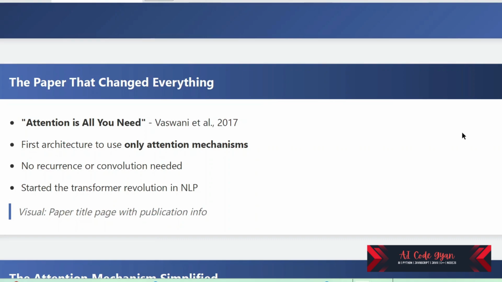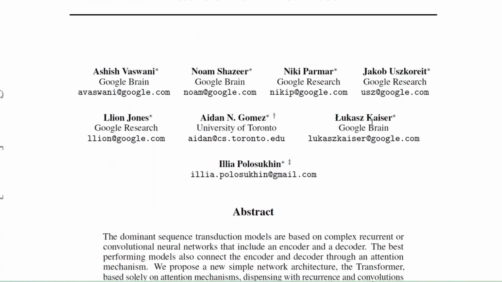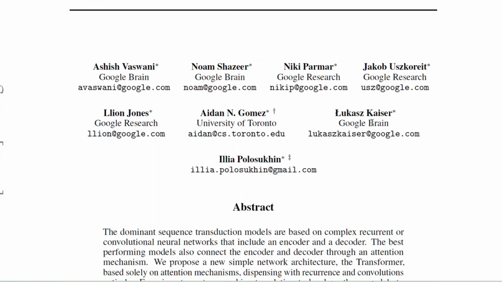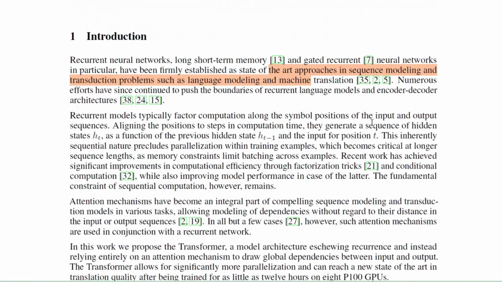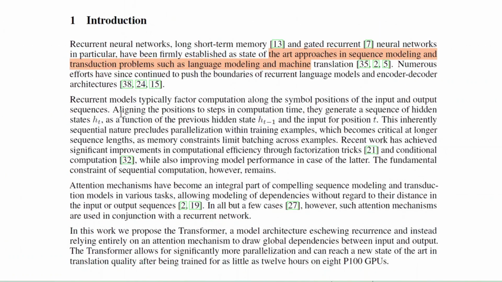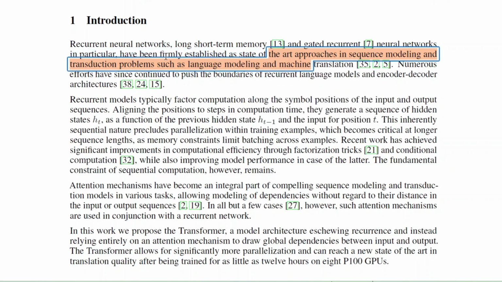So let us go to the paper, Attention Is All You Need. We can see there are many names as authors: Ashish Vaswani, Noam Shazeer, Niki Parmar, and others. Now let us talk about the introduction. Recurrent neural networks, long short-term memory, and gated recurrent neural networks in particular have been firmly established as state-of-the-art approaches in sequence modeling and transduction problems, such as language modeling and machine translation. Numerous efforts have since continued to push the boundaries of recurrent language models and encoder-decoder architectures.